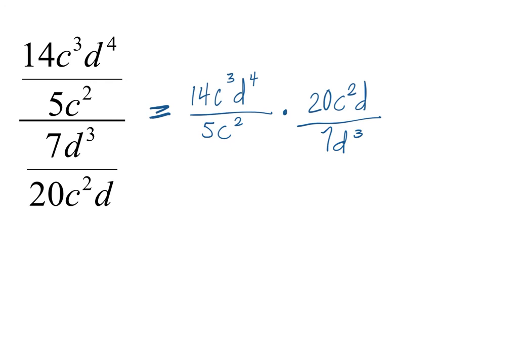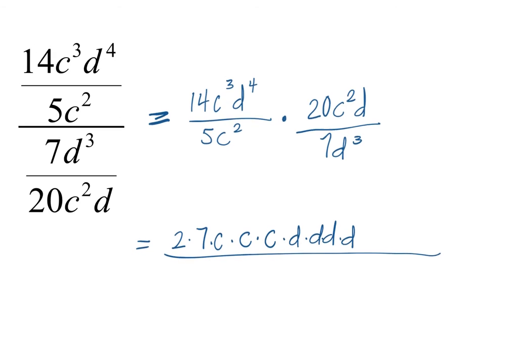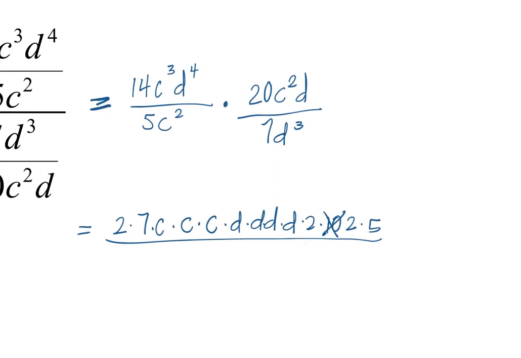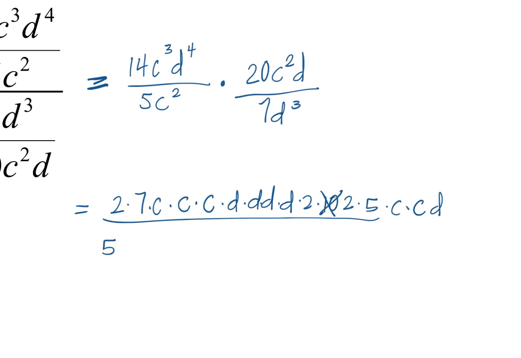So now I'm going to write out the prime factors of everything. You have 2 times 7. Okay, and now 20 is 2 times 10, but 10 is really 2 times 5. And then you have c squared d, all divided by 5, c squared, 7d cubed.